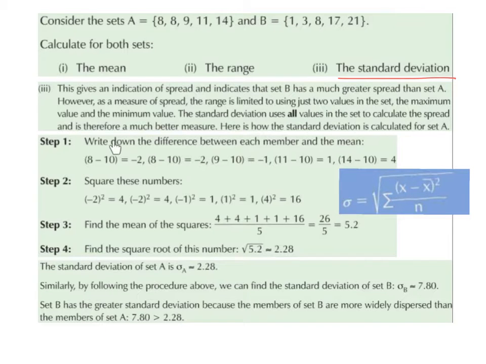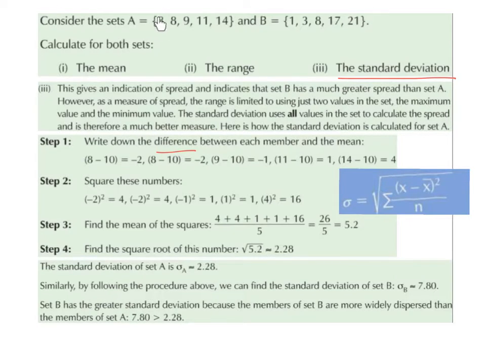So step 1, write down the difference between each member and the mean. What I'm doing is working out what's inside the brackets from our formula first. x represents the variable or the member of the set, in set A's case 8, 8, 9, 11 and 14. And x bar represents the mean, so it's going to be each variable minus the mean. Remember, we got the mean of set A and the mean of set B to be 10.